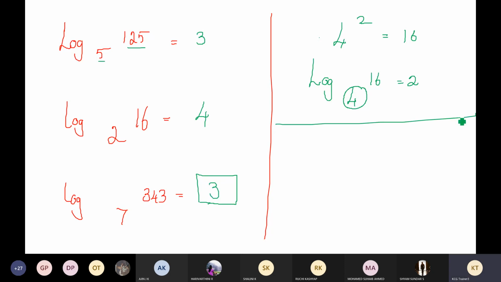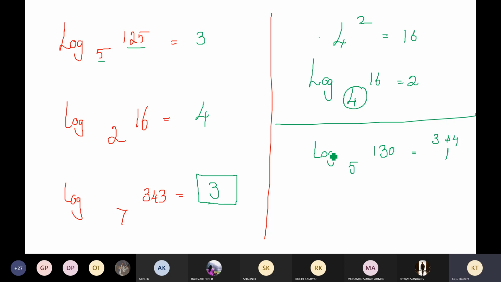So from now on, you guys can find out the log values on your own. Not exactly, but at least to an extent. Say, for example, if my question is log of 130 to the base 5, you can say for sure that the value would be between 3 and 4, because 5 cube is 125, 5 power 4 is 625. So the value will be between 3 and 4 somewhere. Okay, done.